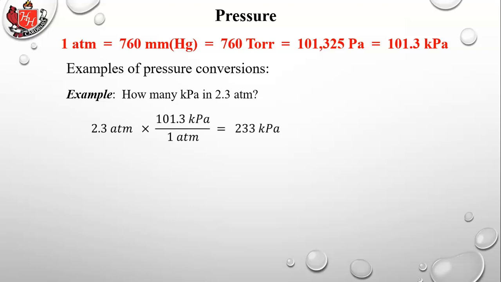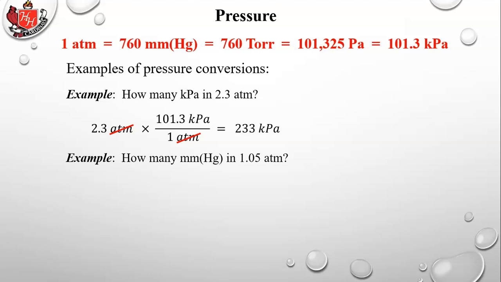Now you have to do what you've done before in conversions. You have to decide which one goes on the top and which one goes on the bottom. Since we want atmospheres to go away, to cancel out, and kilopascals to end up in our final answer, we put the 101.3 kilopascals on the top and the 1 atmosphere on the bottom. Atmospheres cancels, and if you do the math on that, you get 233 kilopascals.